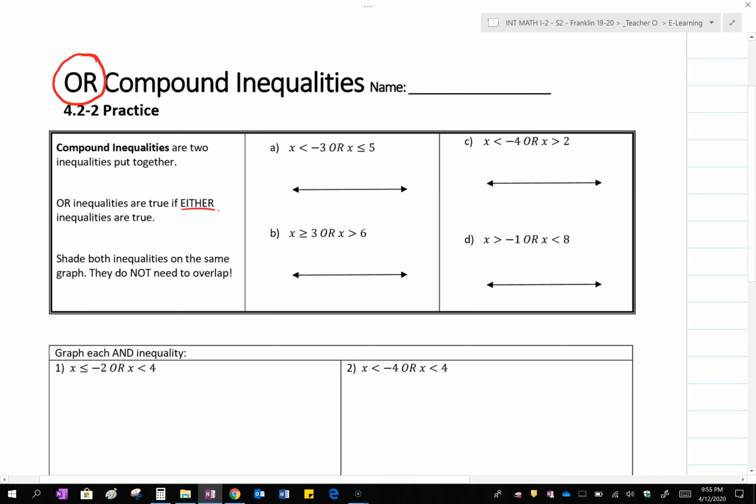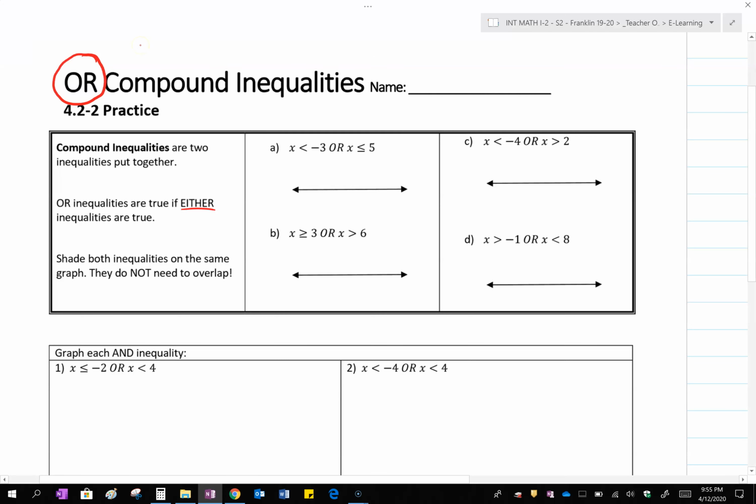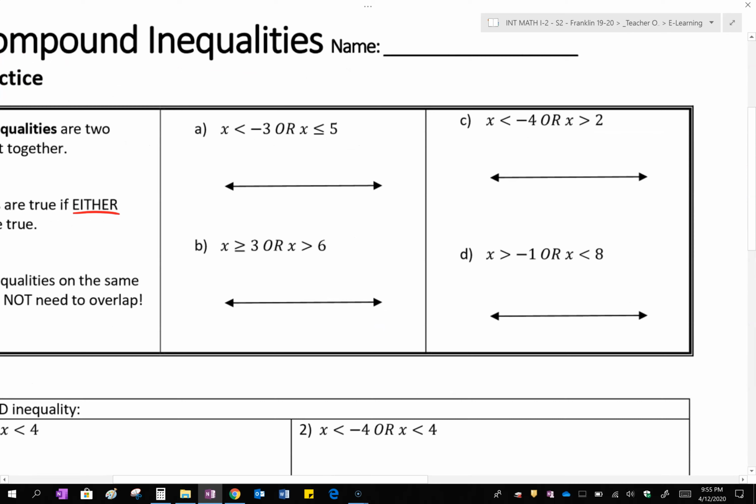So what this means is that when you graph, you don't need to worry about if they overlap or not. You just shade both of the inequalities the way they are. So it's actually a little easier than the and version, where you have to worry about overlapping. So let's do the first one.